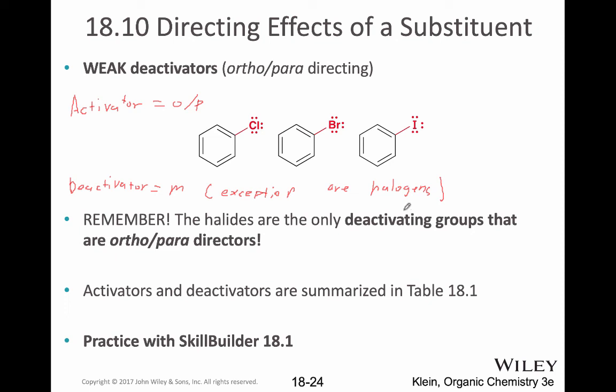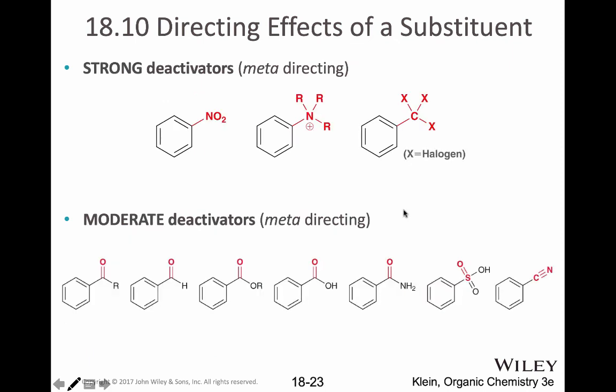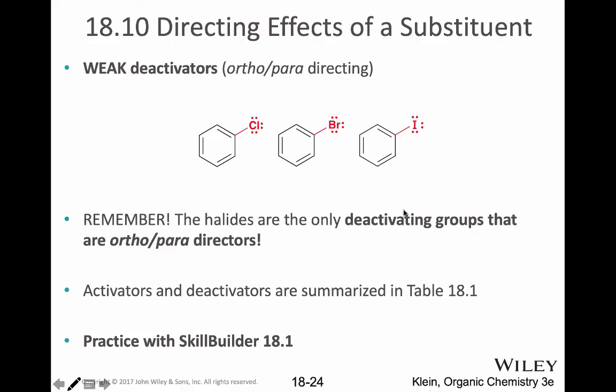Look at table 18.1. It's important that you understand what makes something an activator or a deactivator, and what makes something an ortho para director versus a meta director. But what's going to be most useful is to memorize table 18.1, so that when you see a monosubstituted aromatic ring, you can think about the product of that second electrophilic aromatic substitution. Is that second group going to go ortho, meta, or para, based on the directing ability of the group?